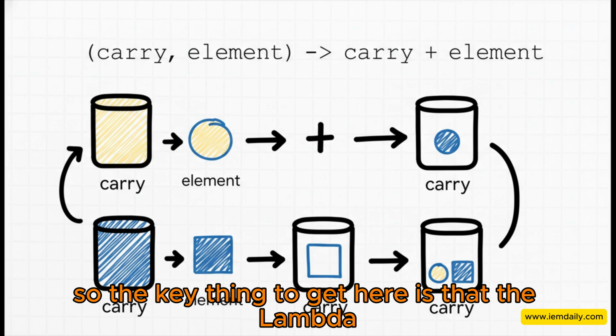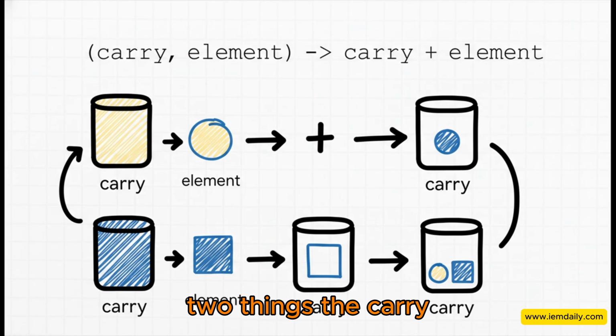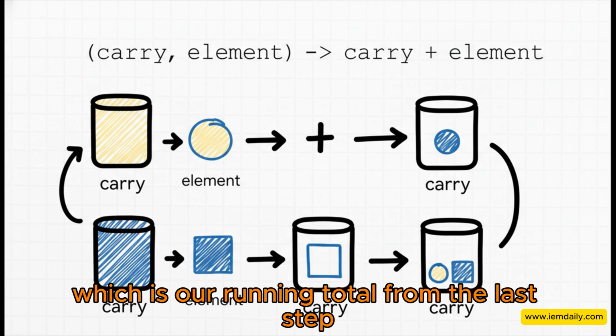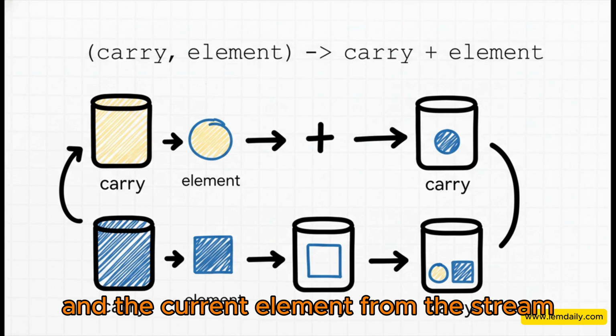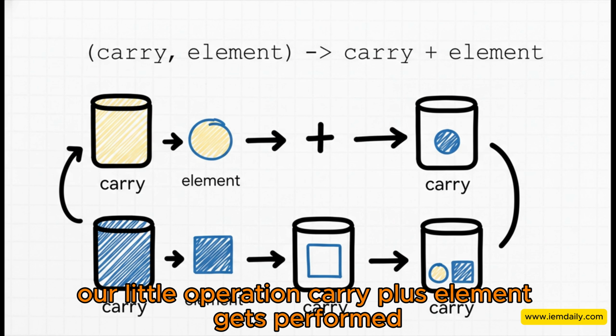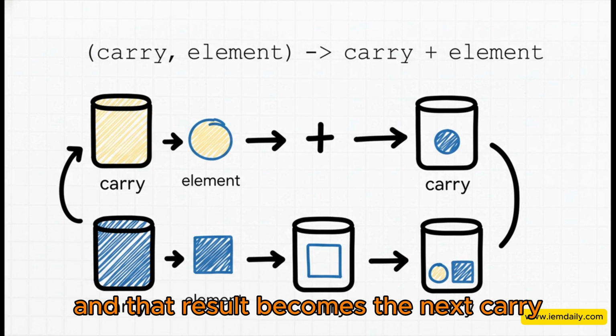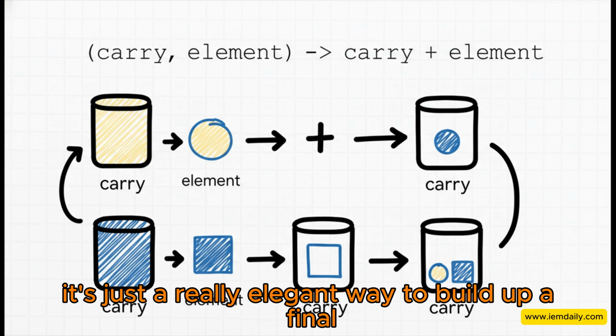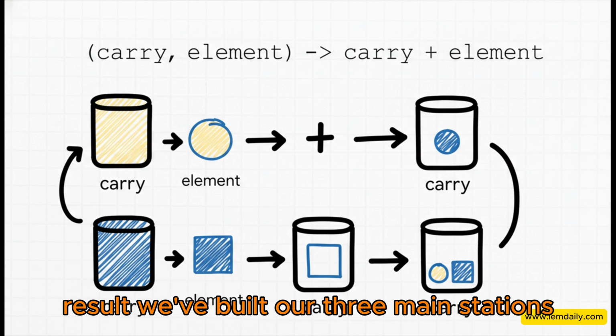So the key thing to get here is that the Lambda for reduce takes two things: the carry, which is our running total from the last step, and the current element from the stream. Our little operation, carry plus element, gets performed, and that result becomes the next carry. It's just a really elegant way to build up a final result.